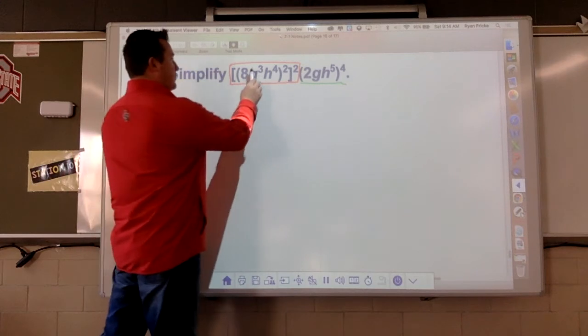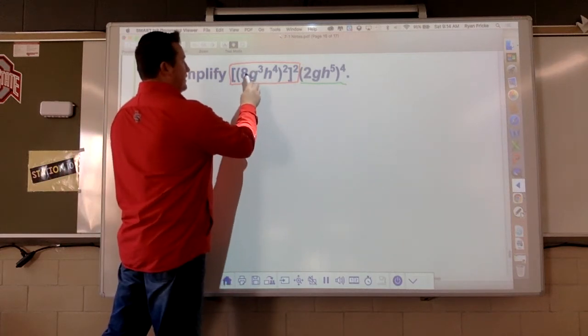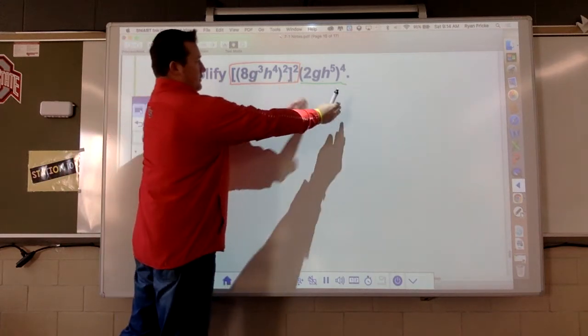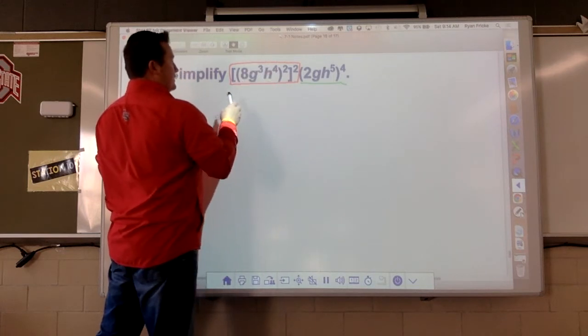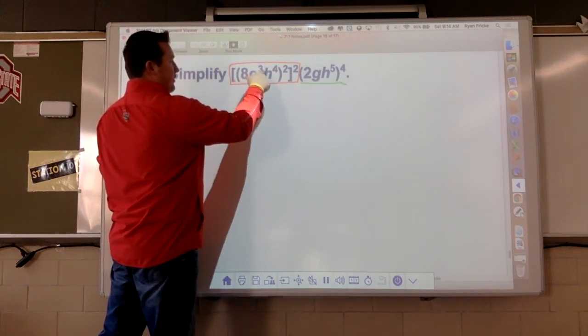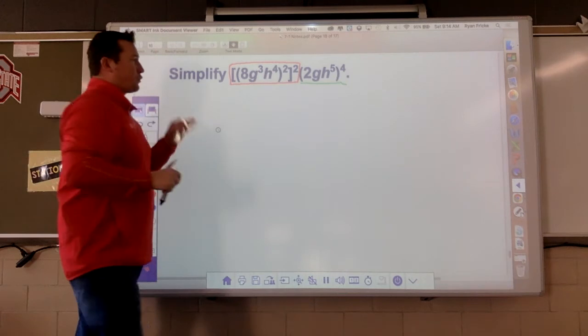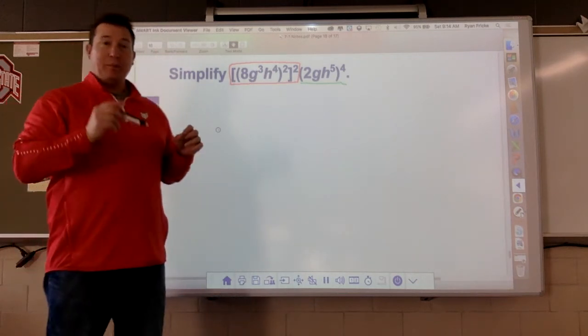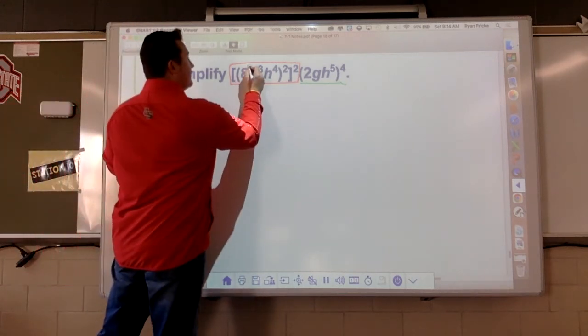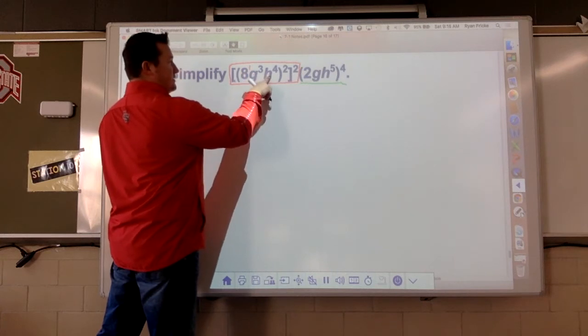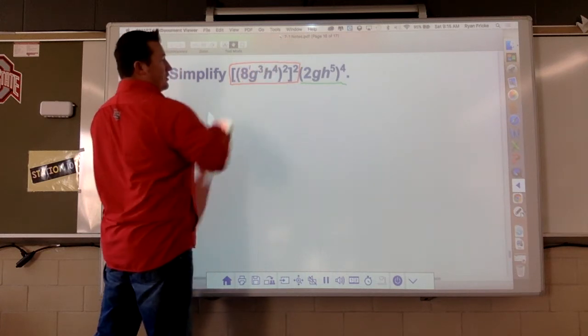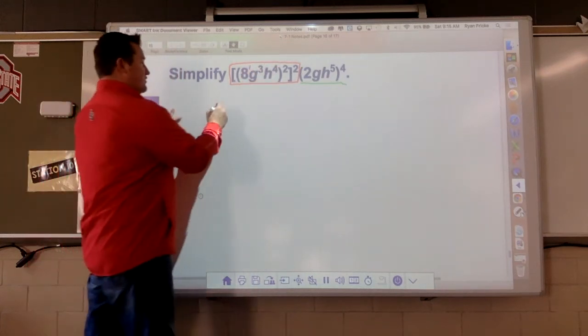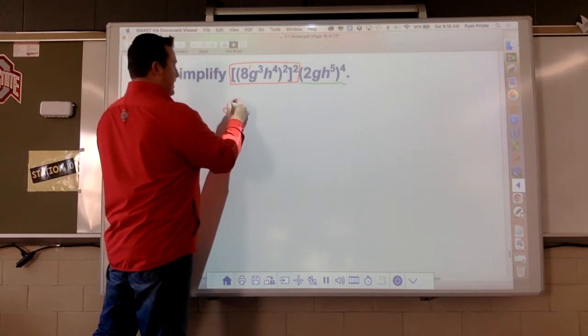So this looks like a lot. We're just going to take it one step at a time. I'll do this part in red. I'll do this part in green. All right, so this is going to be 8, g to the third, h to the fourth, and we're going to raise that to the second power. So power to a power, right? Everybody keeps the same base. Multiply all of your powers by 2. So this should turn into 8 to the second power.